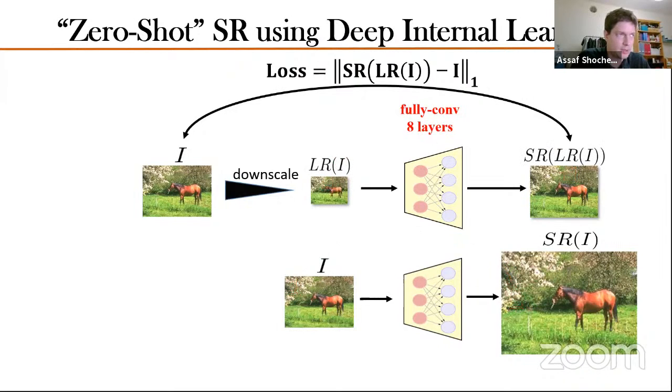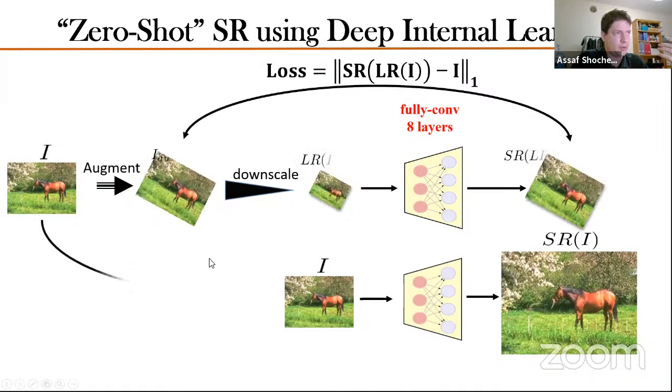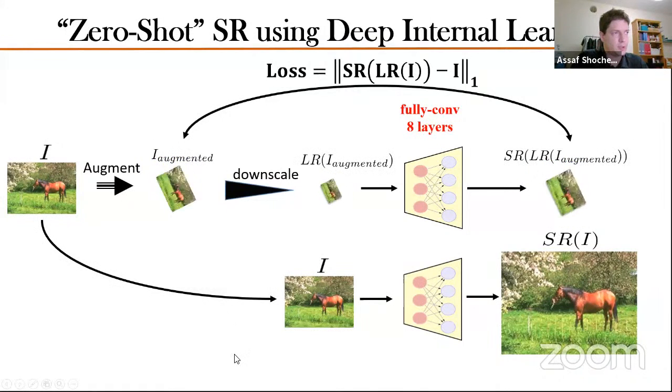So in our case, it means that we were not really training just on this original image. We were training on random augmentations of it. So this includes rotations and scaling of this image. And now we get, you can say, a much larger data set to train on.